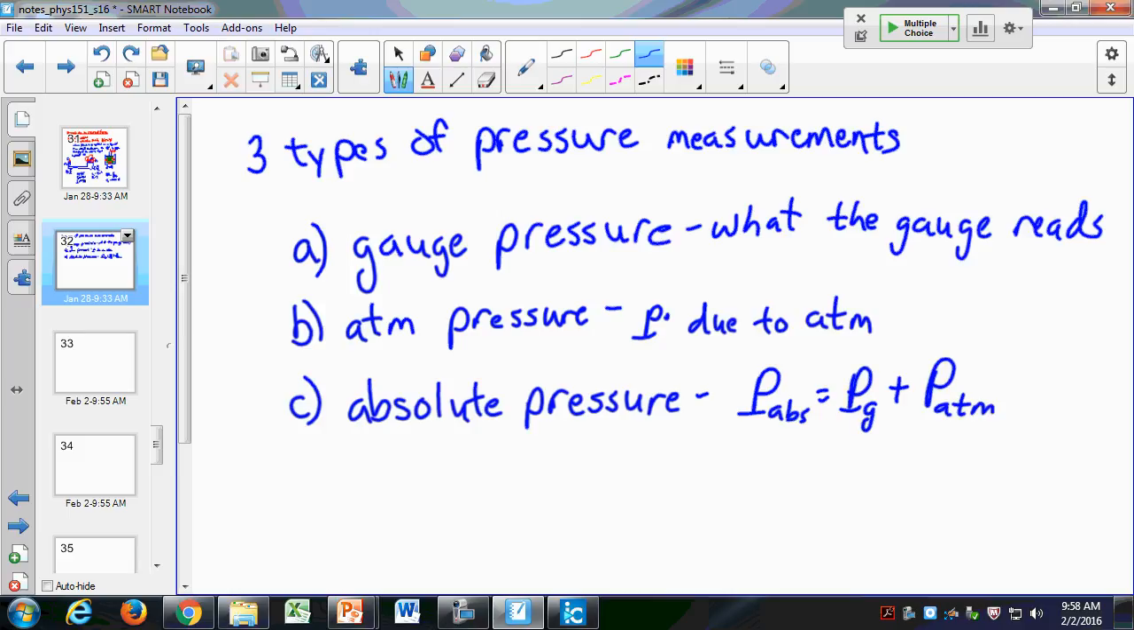So when I told Marissa it's not zero, I was talking about the absolute pressure. Your gauge doesn't read anything, but the tire does have a pressure. It's the same as the pressure that we feel around here. So know what those three pressures are.